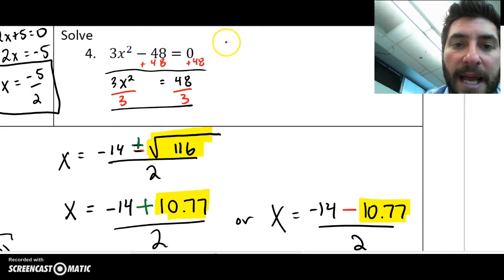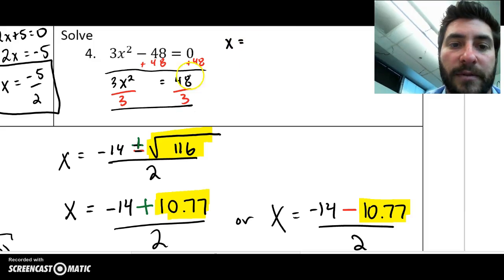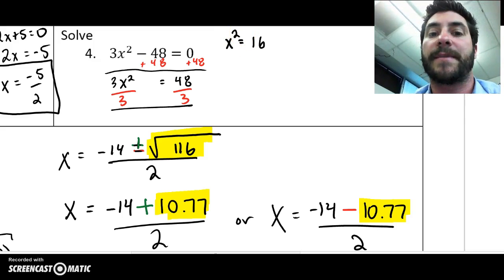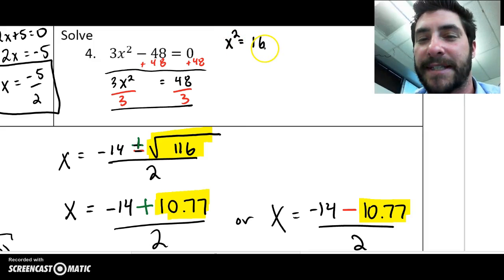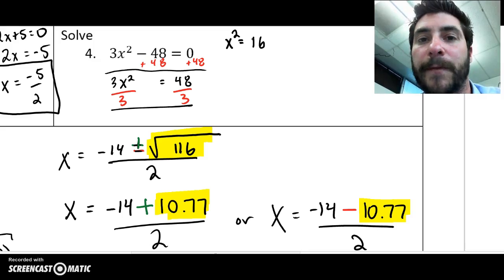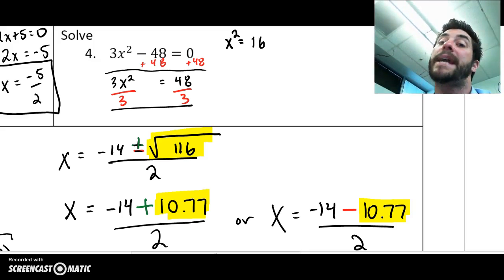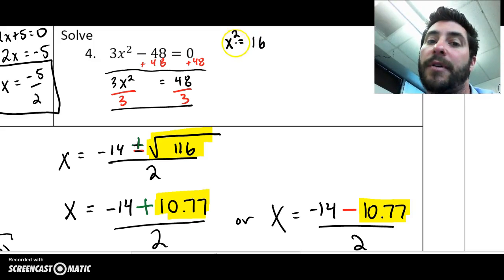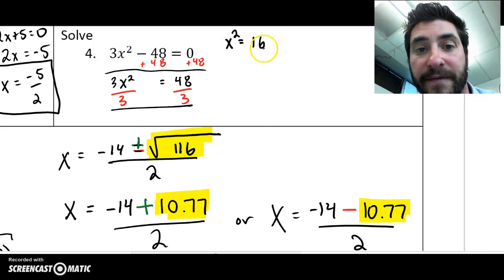And what do I get? I get x equals 16. Oops, sorry, x squared equals 16. So this is asking me what times by itself equals 16. All right, some of you are like, oh yeah, Mr. Marcus, it's 4. Well, you'd be right. However, that's only half right. All right, because also negative 4 times negative 4 is positive 16.